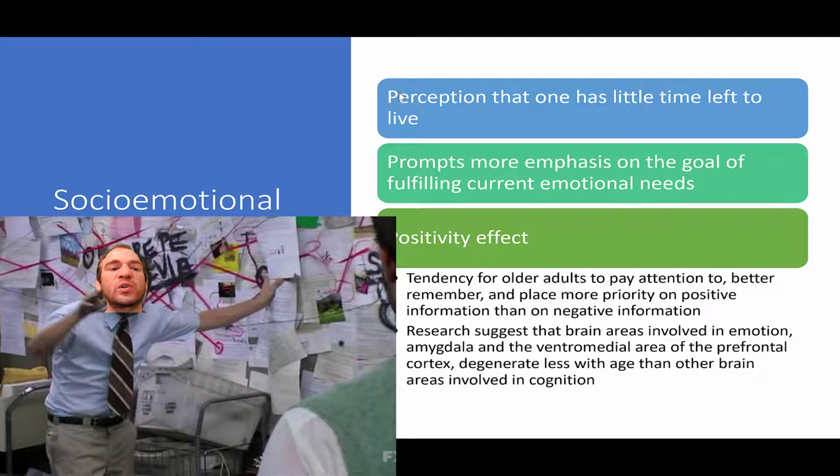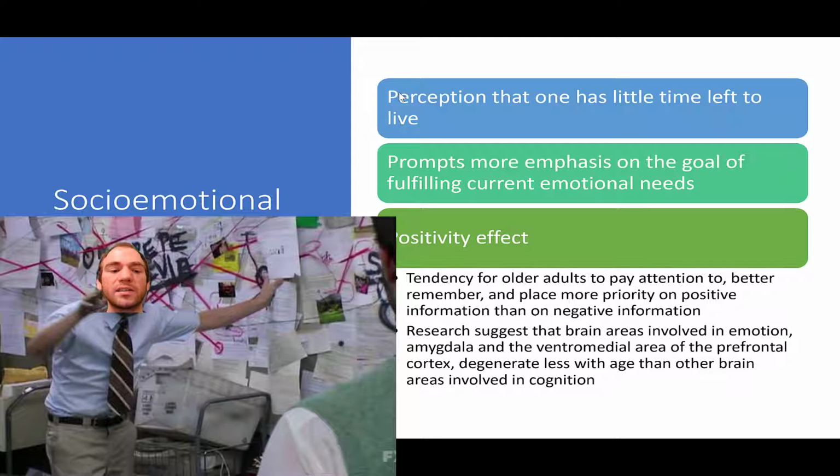Next, the socioemotional selectivity theory. Older adults perceive that one has little time left to live, and that prompts more emphasis on the goal of fulfilling current emotional needs. Positivity effect: the tendency for older adults to pay attention to, better remember, and place more priority on positive information than on negative information. Research suggests that brain areas involved in emotion, such as the amygdala and the ventral medial area of the prefrontal cortex, degenerate less with age than other brain areas involved in cognition.